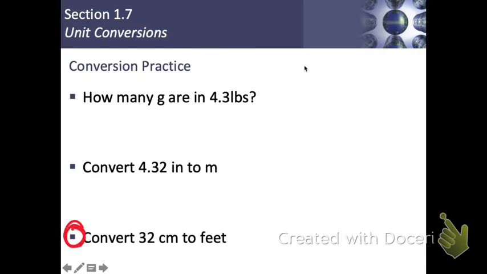Centimeters to feet. Now, there's a couple different ways we could convert centimeters to feet. Centimeters to inches, then inches to feet. Or we could go centimeters to meters, meters to feet. Both of those conversions are on your chart, on your US to metric system chart. So you pick one. Pick whatever one you're comfortable with and go from there.